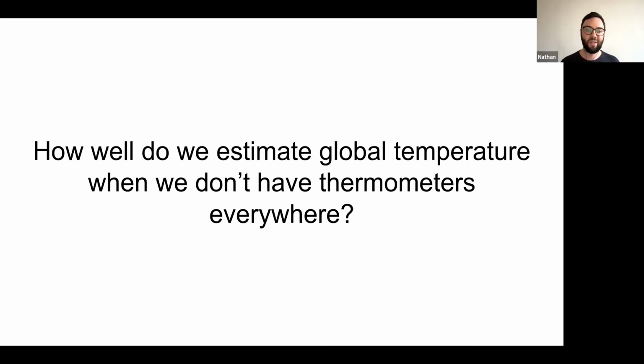If you're thinking right now, well, this is a lot of hand waving, does this really actually work? The answer to that is yes, quite well, but I'm actually going to do better and show you some figures and talk to you about how we, as scientists, have shown how well of a job we do at estimating global temperatures when we don't have those thermometers everywhere.